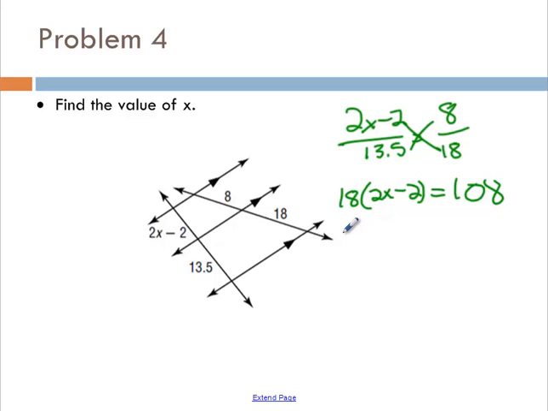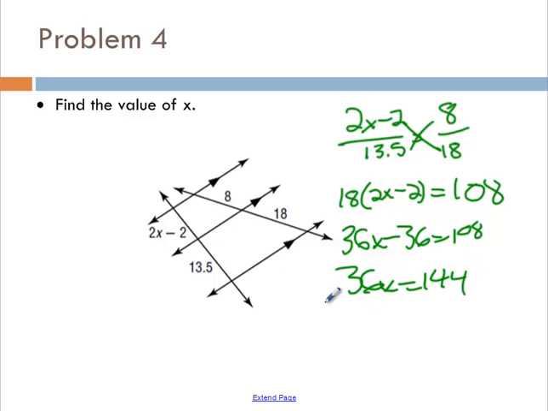We're going to distribute: 36x minus 36 equals 108. 36x equals 144, and we get x is 4. Now it doesn't ask, but I could plug that back in, 2 times 4 minus 2, and get that this segment over here is 6.